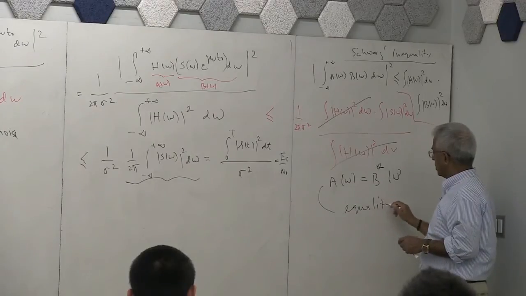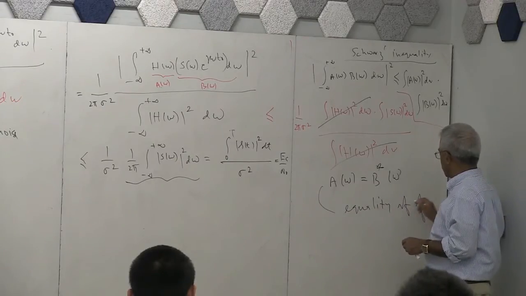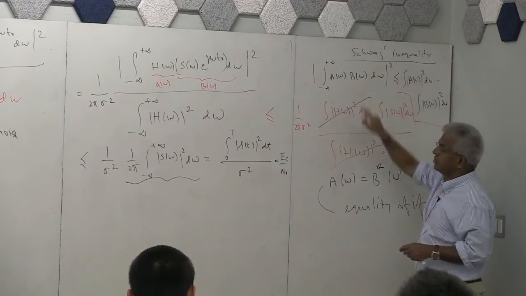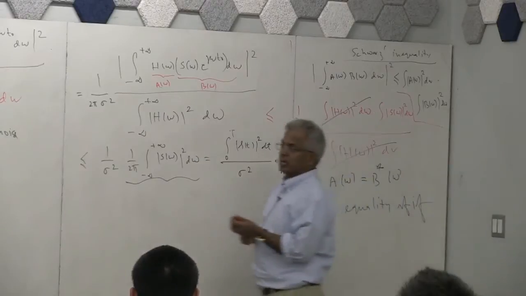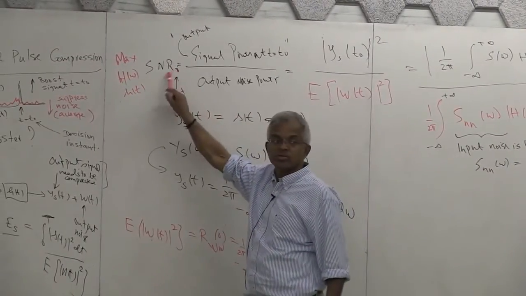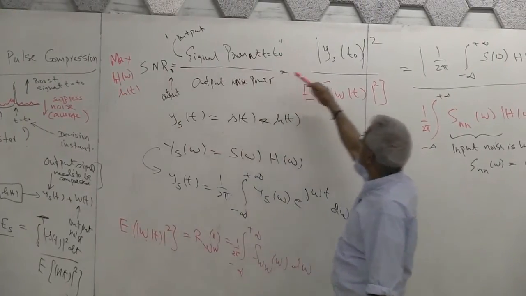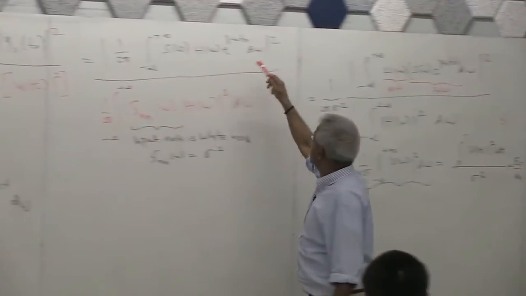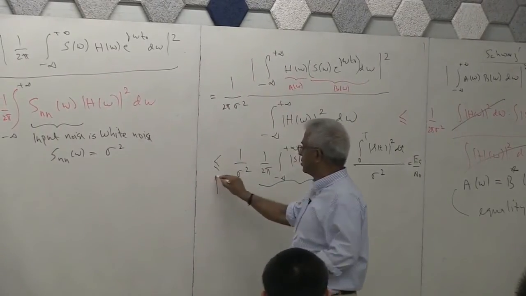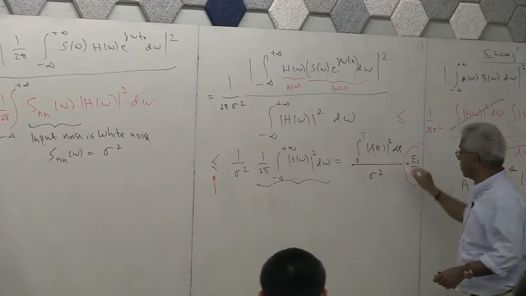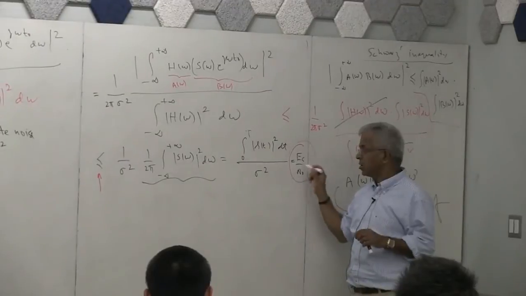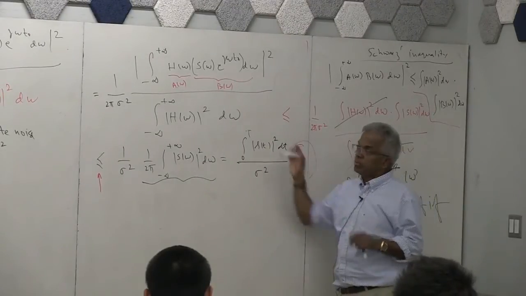Equality if and only if, necessary and sufficient, you need A equal to B star. So look, here is the punchline. You want to maximize this output signal to noise ratio. Output, that is this expression. This expression is less than or equal to this quantity. Look at the final quantity, it is independent of H. This is a constant.